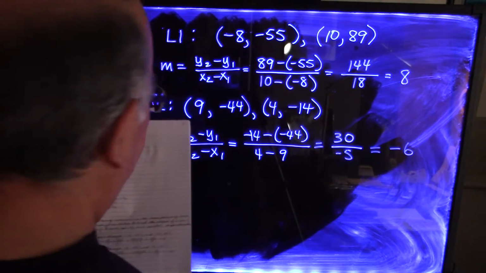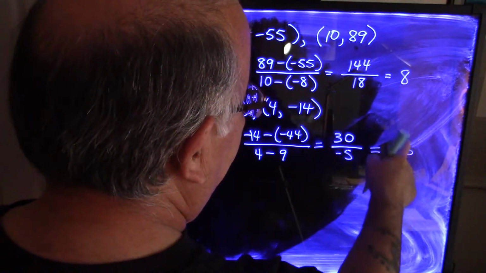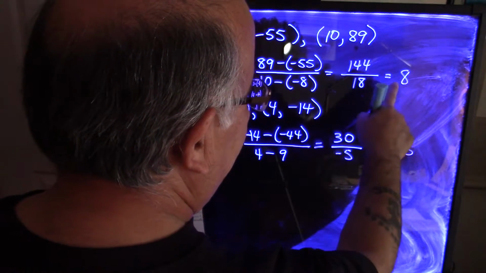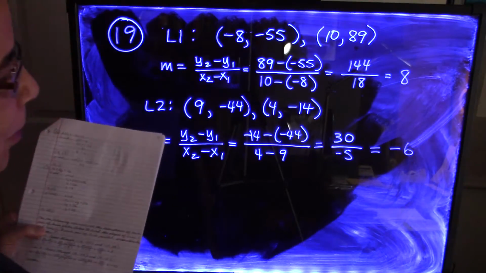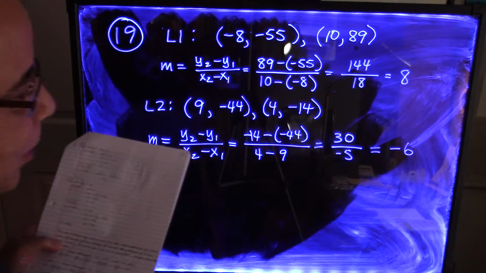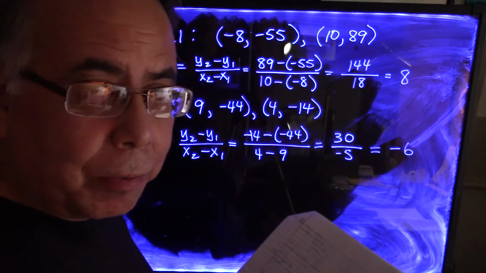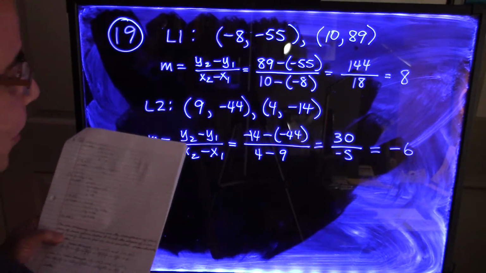Alright. Now, are they parallel, perpendicular, or neither? They're not parallel because they're different slopes. They're not perpendicular because they're not negative reciprocals of each other. And so they're neither.